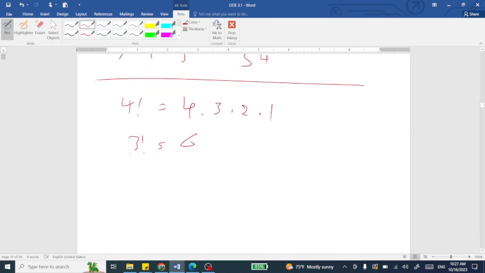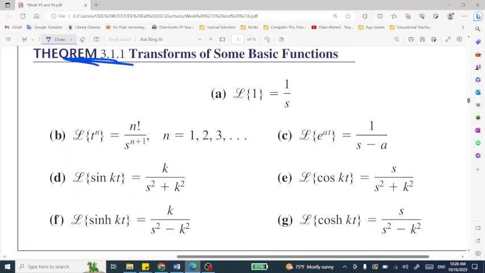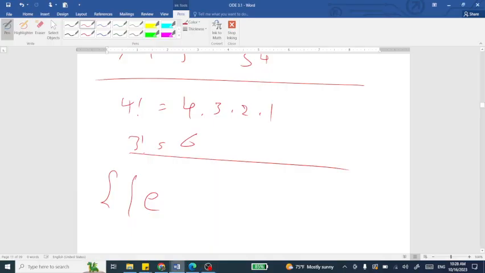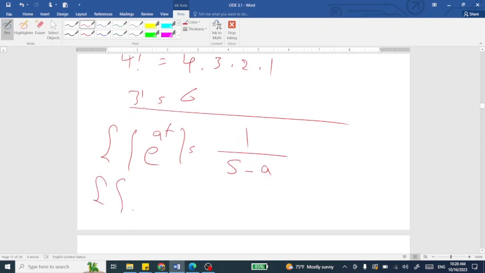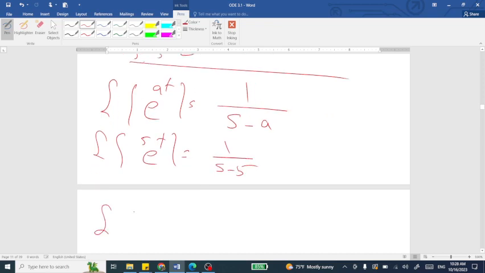Any question? Now e to the power at: the Laplace of e to the power at equals 1 over s minus a. By this rule, for e to the 5t the answer is 1 over s minus 5. By definition we solved that one.